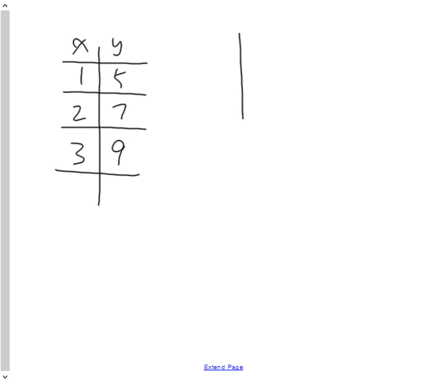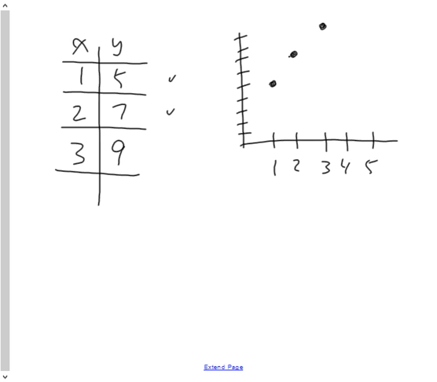Okay? So if I was to plot these on a graph, so I'm going to go 1, 2, 3, 4, 5. So 1, 2, 3, 4, 5. And then I'm going to go 1, 2, 3, 4, 5, 6, 7, 8, 9. And I'm going to put a 1 and a 5, which is 1, 2, 3, 4, 5, right there. That's 1, 5. And then I'm going to put a 2, 7, which is right there. That's 2, 7. And then I'm going to put a 3, 9, which is right there.